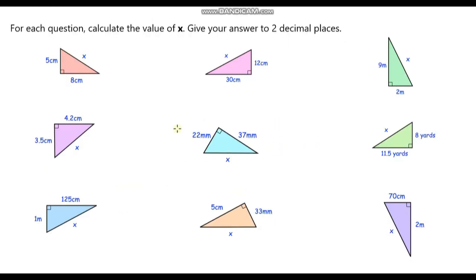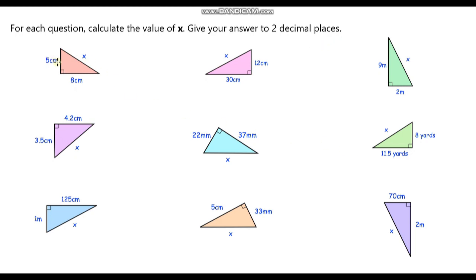Okay, I'm going to give you some more practice now. I've got 9 questions here that I'd like you to have a go at. For each question, you need to calculate the value of x. x is always going to be the hypotenuse, and give your answer to 2 decimal places, and you can use a calculator. So pause the video and have a go at these 9 questions.